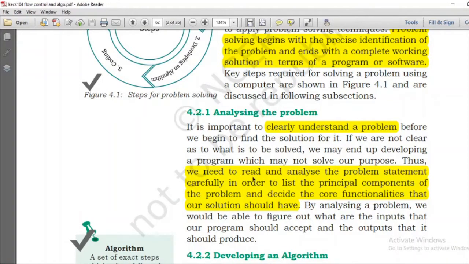So our first step is to read and analyze the problem carefully, to list the principal components of the problem, the main components, and decide the core functionalities. Core functionality means you need to decide what functionalities our solution should have. For example, अगर आप ऑनलाइन टिकट बुकिंग का एक सॉफ्टवेयर बना रहे हैं, so obviously आपको उसमें डिसाइड करना होगा कि मेरे को एक ऑनलाइन पेमेंट प्रोवाइड करनी पड़ेगी.